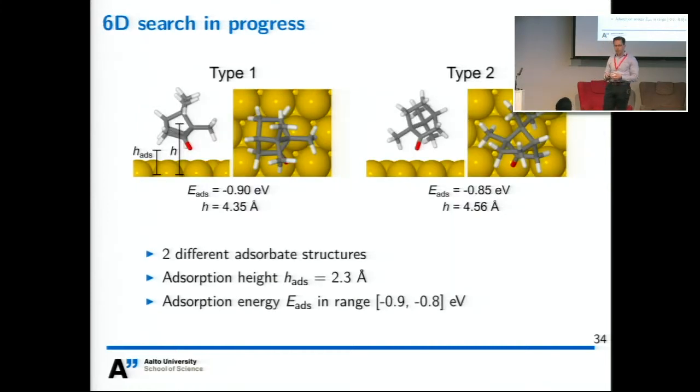At the moment, we have the six-dimensional search still in progress, so these results are still very preliminary. But what we have observed is that there seem to be two different types of orientations. Type 2 here resembles quite a lot what you saw earlier in the orientational study, but actually we have obtained an even lower energy in this more default-looking orientation where the molecule is slightly tilted.